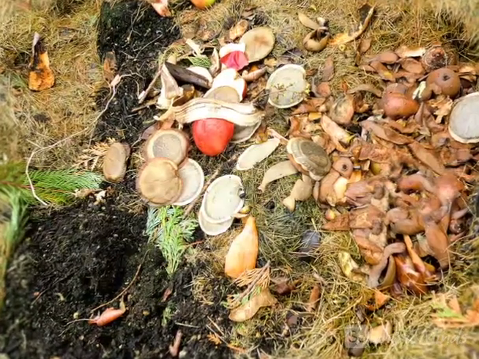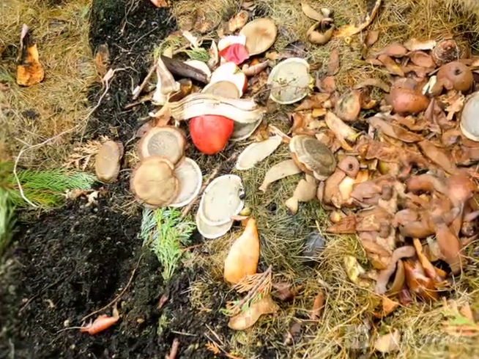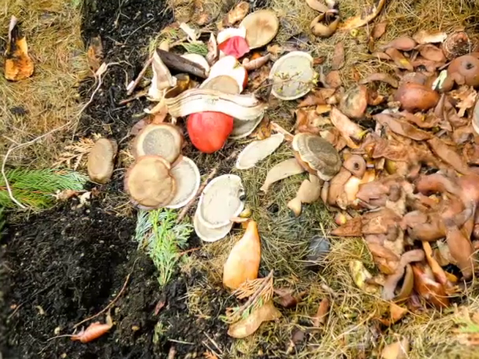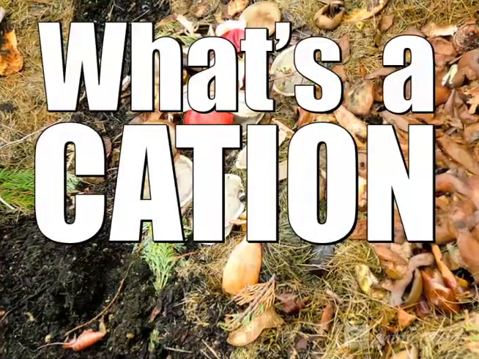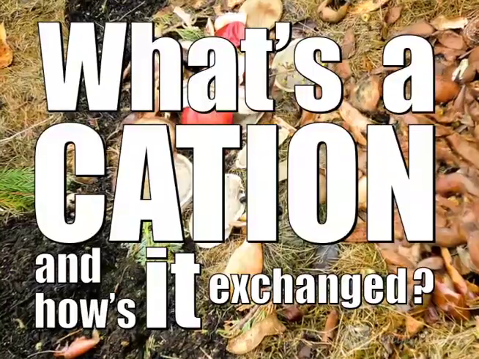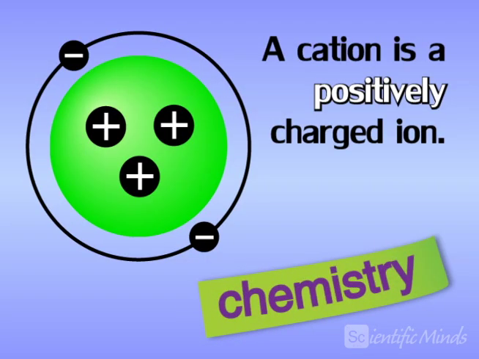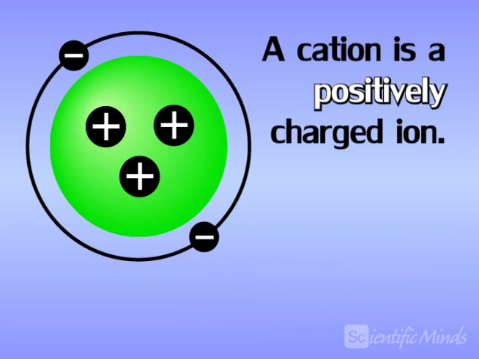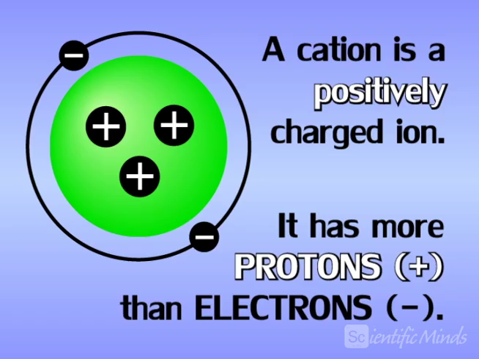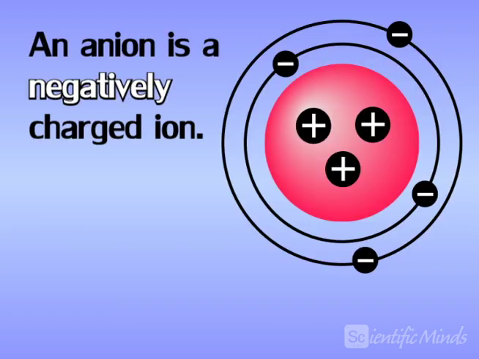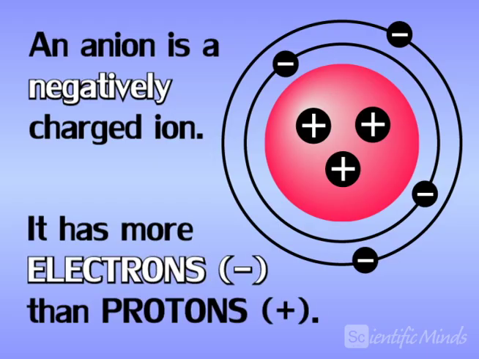Decaying organic matter also releases nutrients that plants can use because of cation exchange. But what's a cation and how is it exchanged? A cation is a positively charged ion. It has more protons than electrons. An anion is a negatively charged ion. It has more electrons than protons.